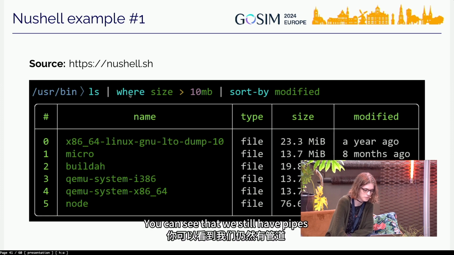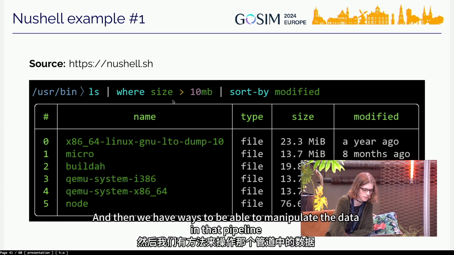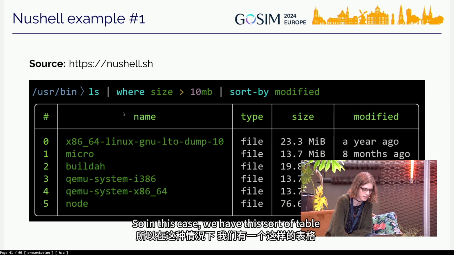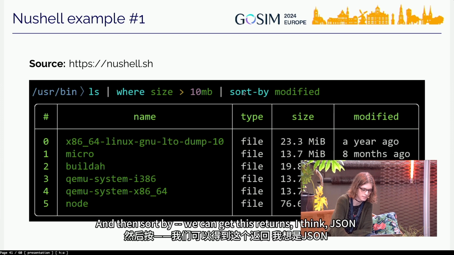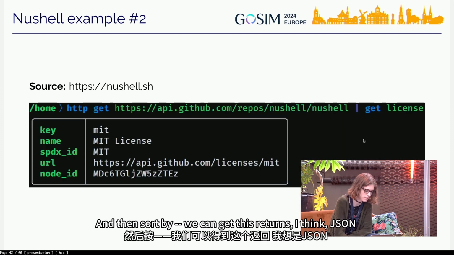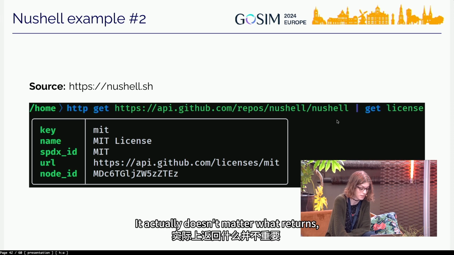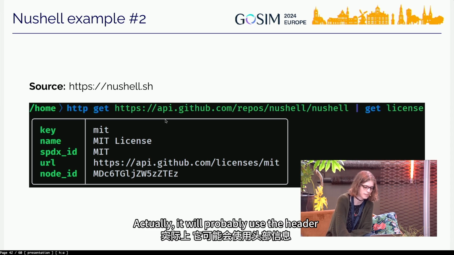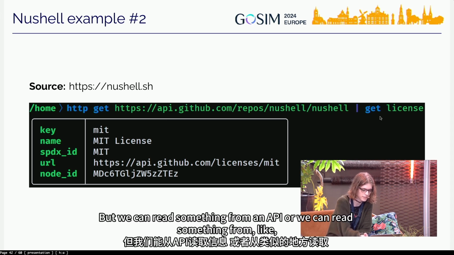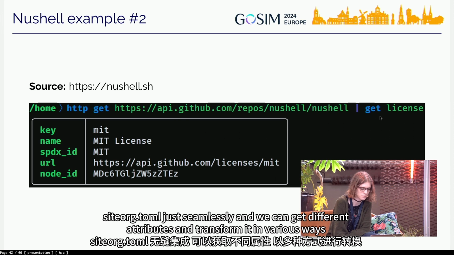You can see that we still have pipes, and then we have ways to manipulate the data in that pipeline. So in this case, we have this sort of table, and it's saying where the size column is greater than 10 megabytes, and then sort by modified. This returns, I think, JSON. It actually doesn't matter what it returns because it'll figure it out anyway, and it'll handle it. But we can read something from an API, or we can read something from, say, Cargo.toml, just seamlessly, and we can get different attributes, and we can transform it in various ways.